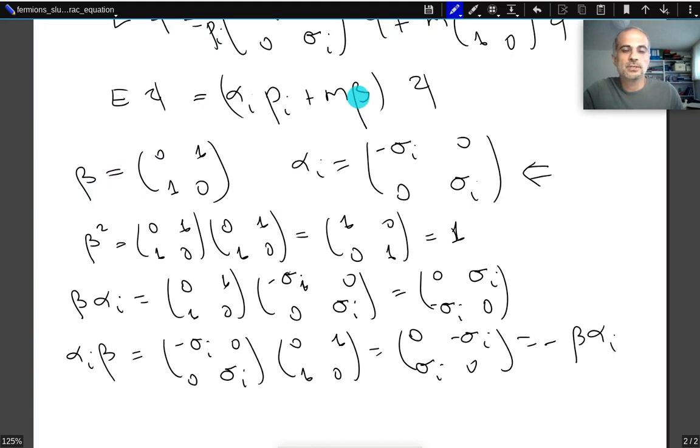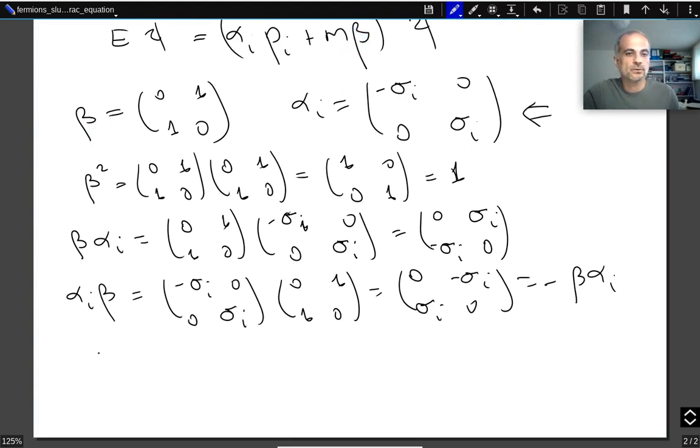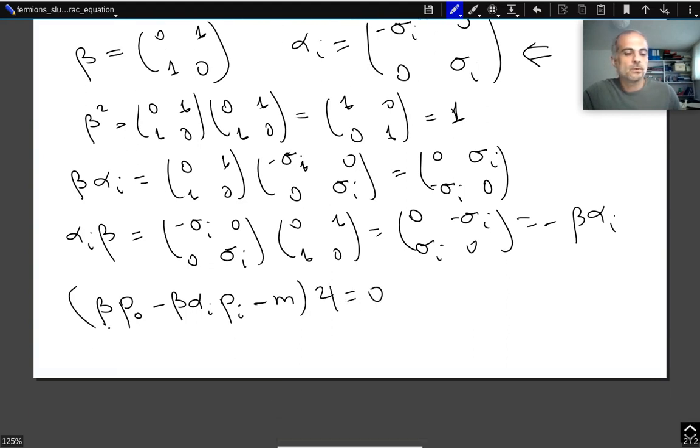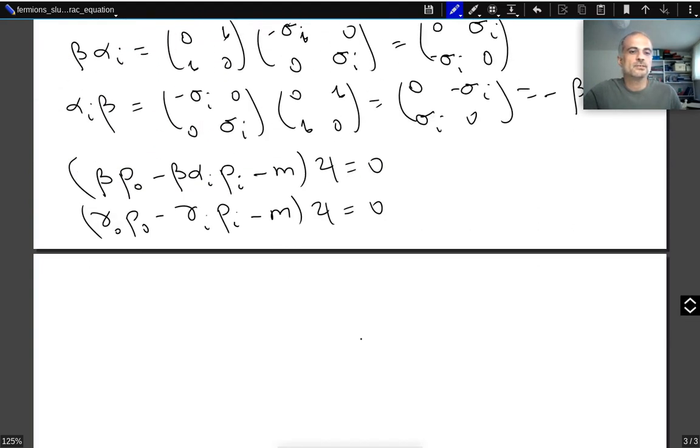Now we can convert this into the conventional Dirac equation just as we did before. So by multiplying the equation by beta, we get beta P0 minus beta alpha i P i minus m psi is equal to 0, or we can write this as gamma 0 P0 minus gamma i P i minus m psi is equal to 0. Let's write down these gamma matrices.